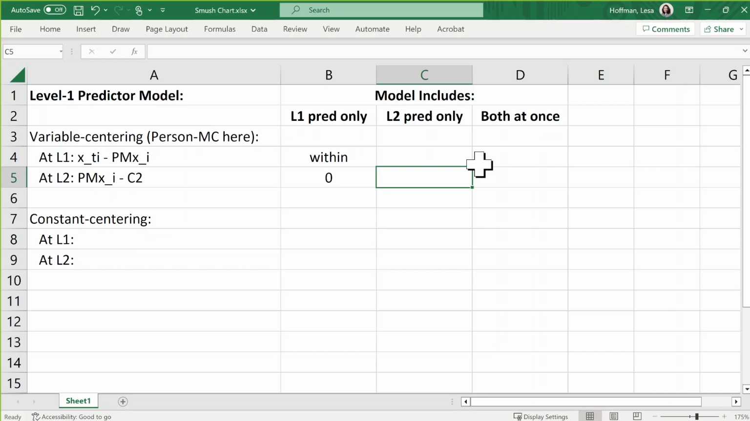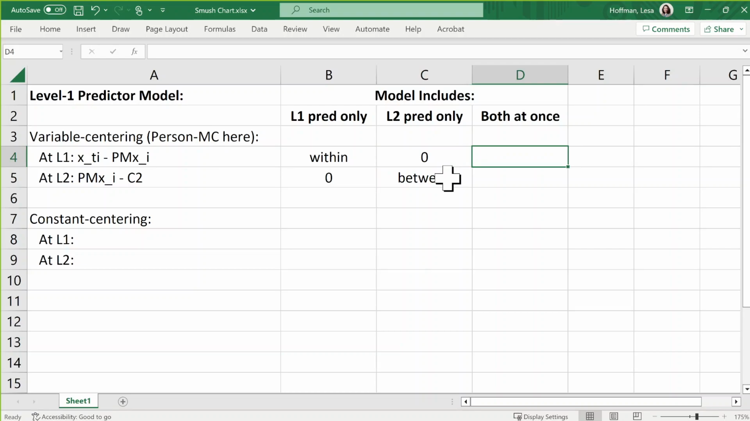But what's the cell, Lisa? This C5 cell? This is the effect of the level 2 predictor when it's all by itself. That's where I'm at. Yep. That C5 would be between only, right? Yep, that is. And what am I assuming about the within slope if I don't put it in the model? It's 0. Yep. All right.